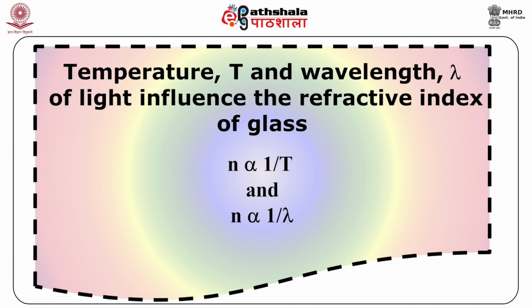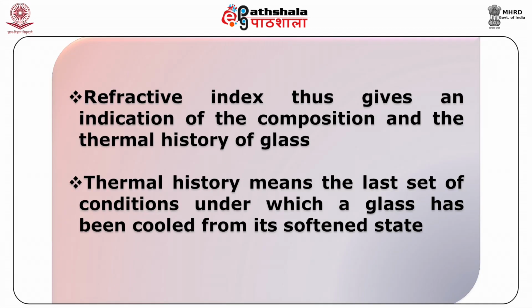Temperature T and wavelength lambda of light influence the refractive index of glass. Temperature affects density. Density further affects velocity of the light beam as it passes through the sample. N is directly proportional to 1 by T and N is directly proportional to 1 by lambda. Thus, refractive index gives an indication of the composition and the thermal history of glass.